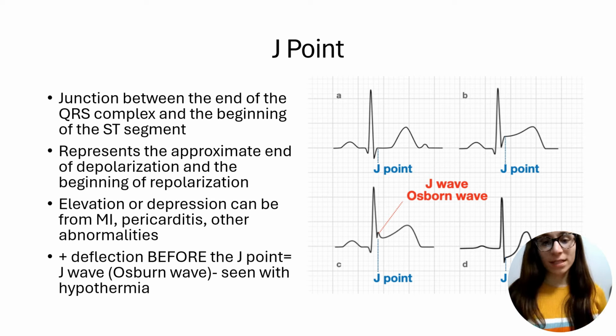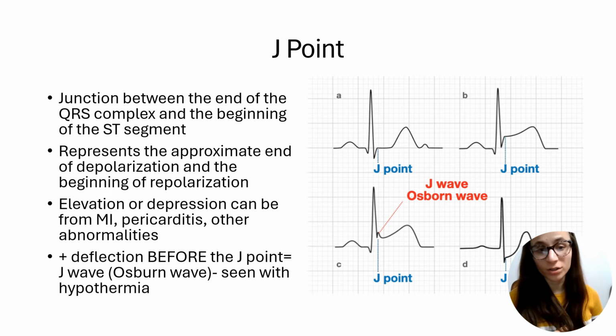The J point is basically the junction between the end of the QRS complex and the beginning of the ST segment. It's really crucial to understand where exactly the J point is, because one of the most significant uses of the J point is diagnosing an MI, a myocardial infarction. If there's significant elevation of the ST segment above the J point, it can indicate infarction, injury, etc. So it's really quite important to understand where the J point is.